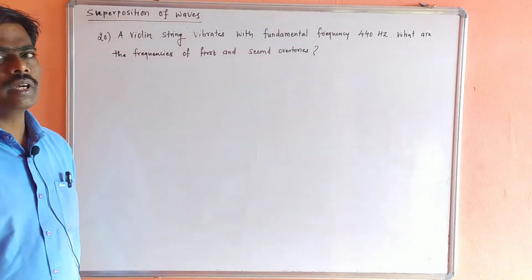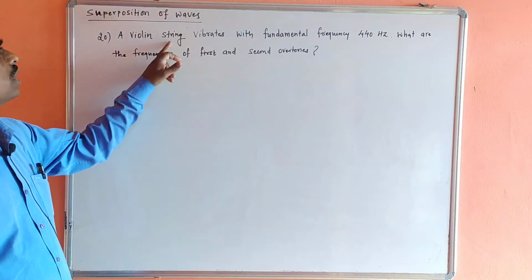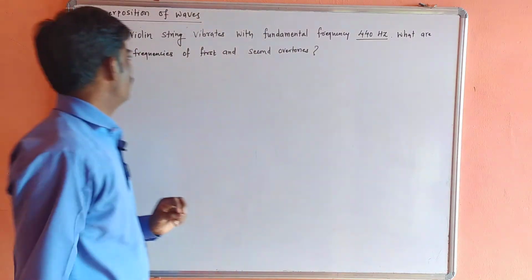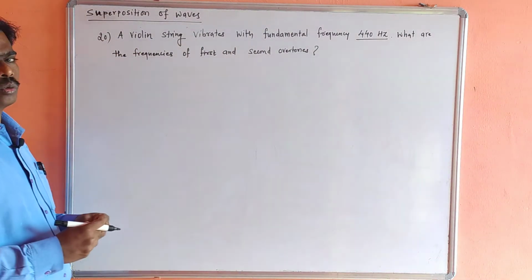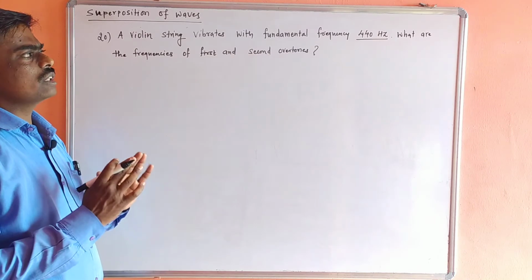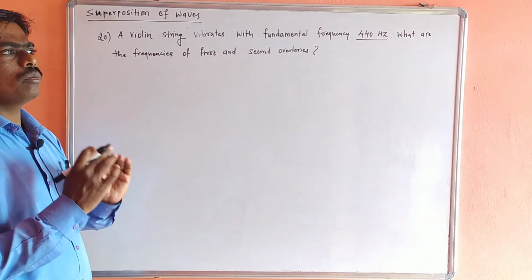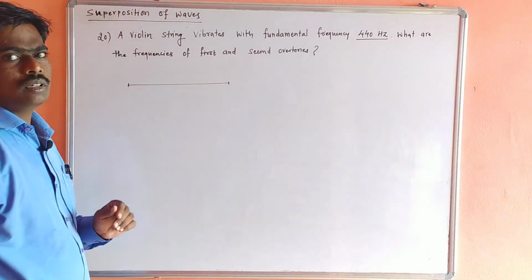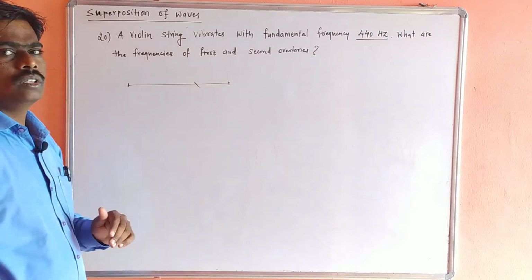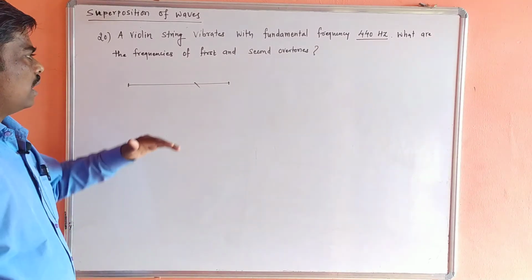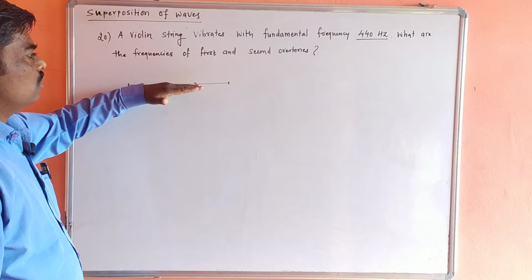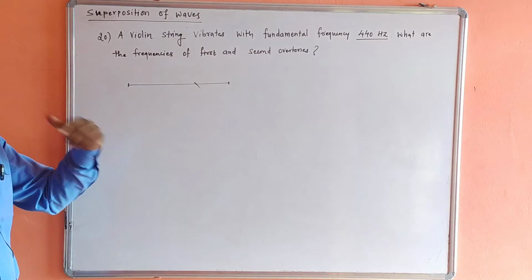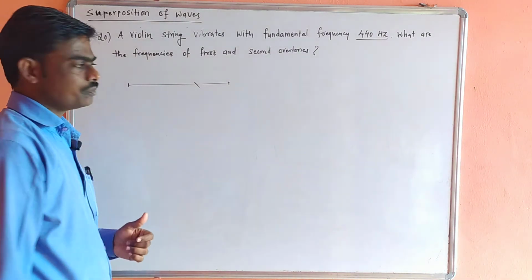See, this is problem number 20. A violin string vibrates with fundamental frequency 440 Hertz. What are the frequencies of first and second overtone? This problem is very simple, but we must understand that the string of a violin is tied between 2 rigid supports, and when it vibrates, a stationary wave is produced, and the vibration of this string is the same as that of a vibrating string, as we have studied in the theory.